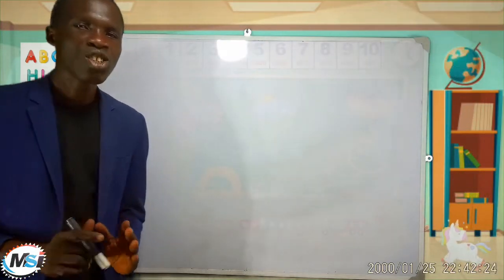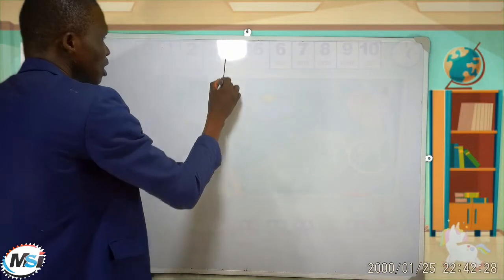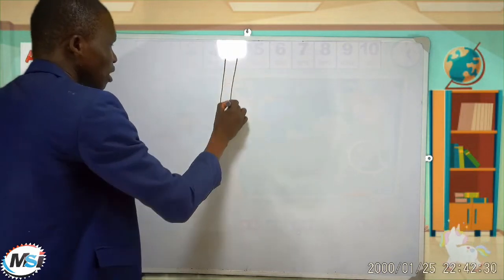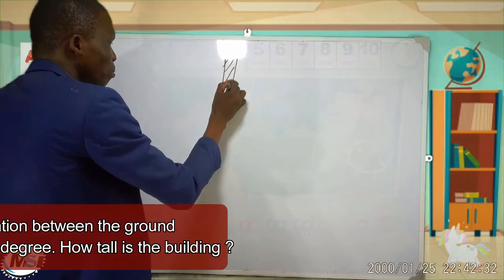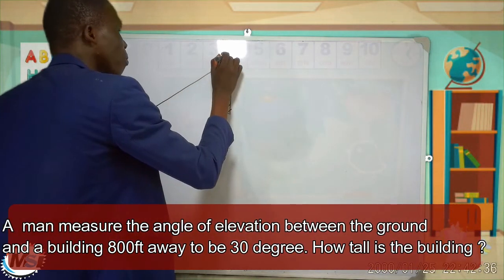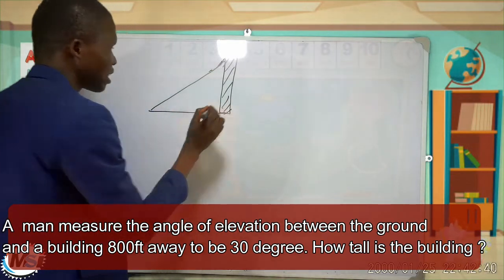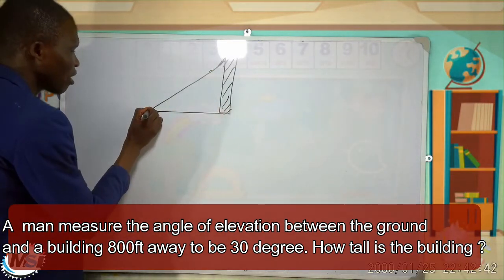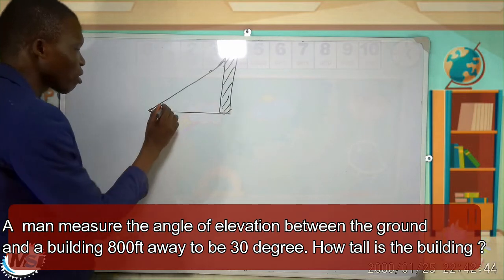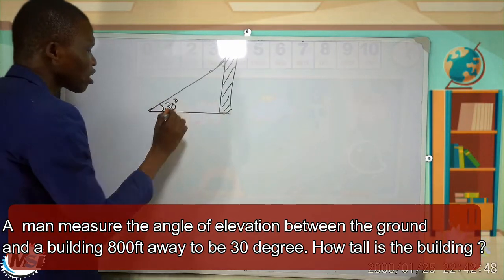Now let's just draw this. This is the building, the wall of the building, and the man looks up, and this is the ground. Now the angle of elevation here is 30 degrees.